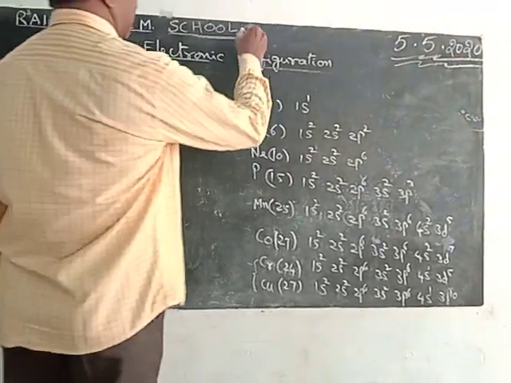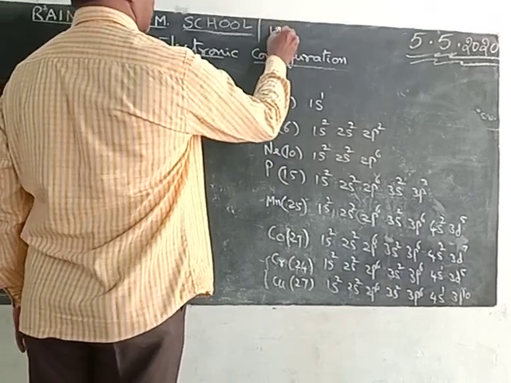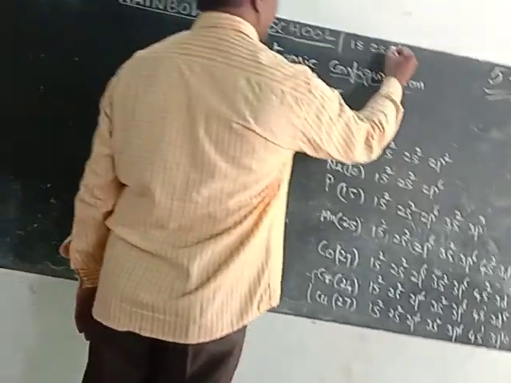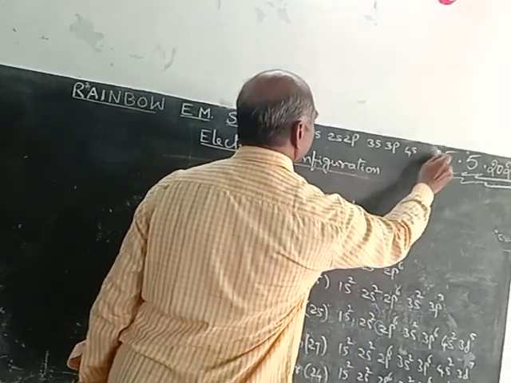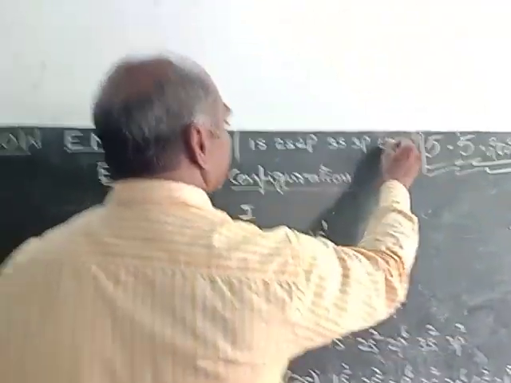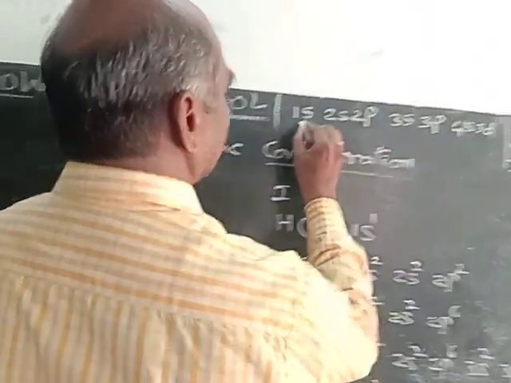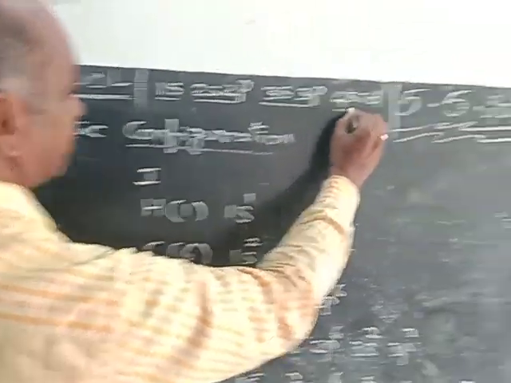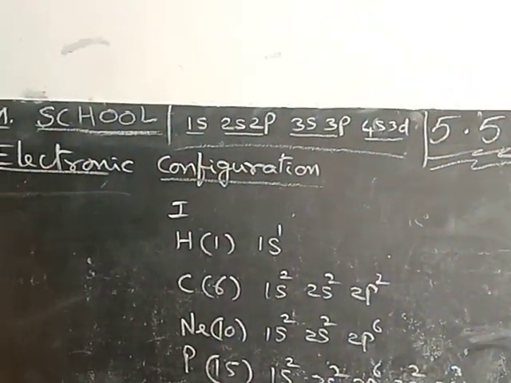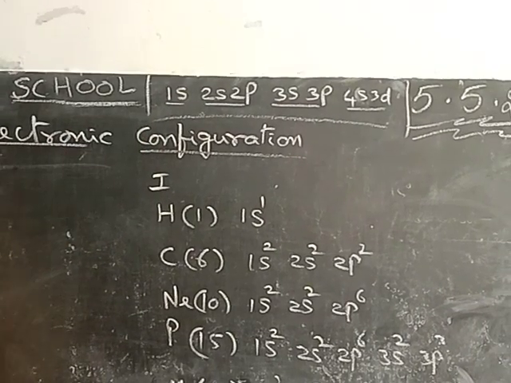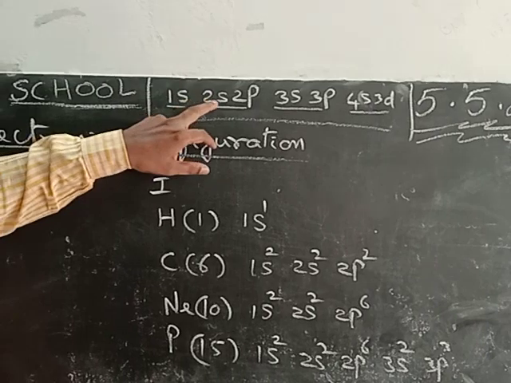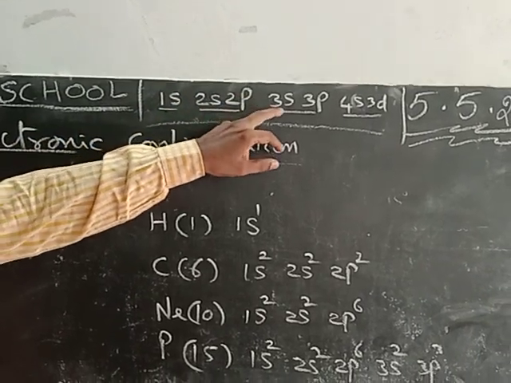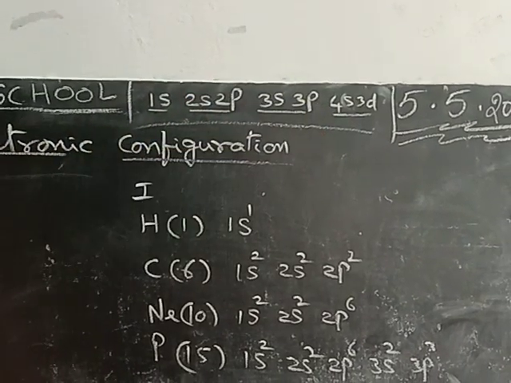First of all, we remember one formula, that is 1s, 2s, 2p, 3s, 3p, 4s, 3d. This is the important formula to write the electronic configuration. 1s, after that 2s, 2p, after that 3s, 3p, after that 4s, 3d.